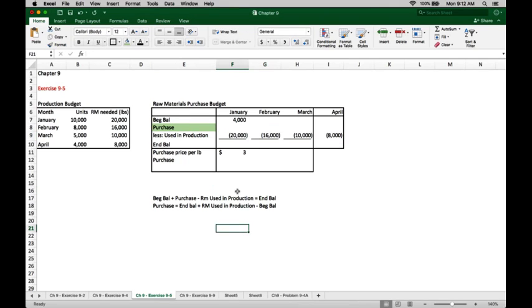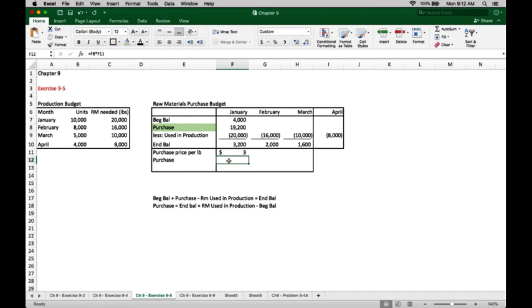The next number I put down over here is what's going to be used in production. This raw material needed, that's what I have as used in production. Then we are going to calculate the ending balance to be 20% of the next month. So 20% of the next month number is what I have over here. Just as we had done in the previous exercise, we are going to solve for the one unknown in the equation, and this tells me how much I need to purchase in the month of January.